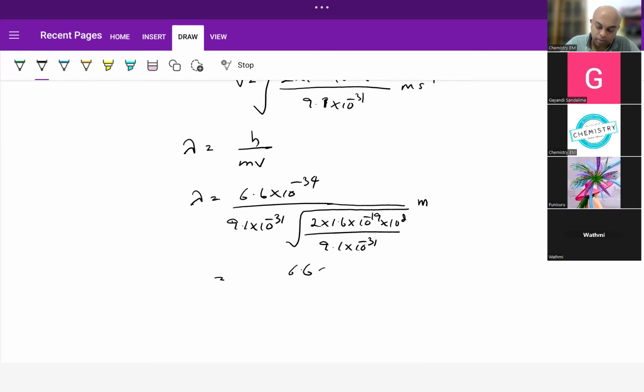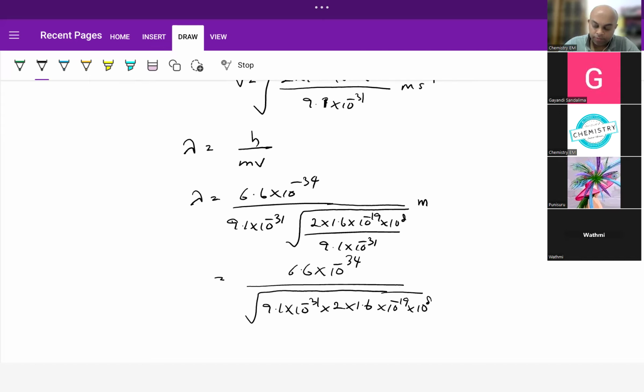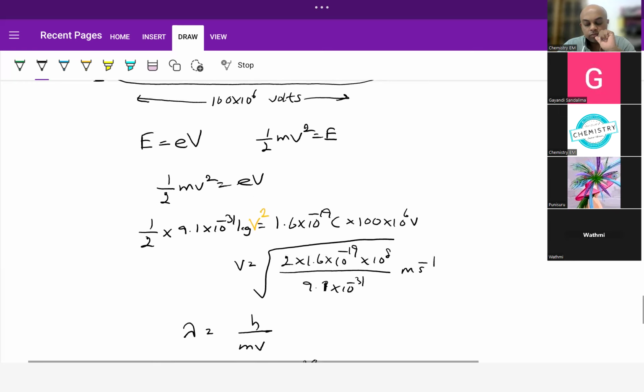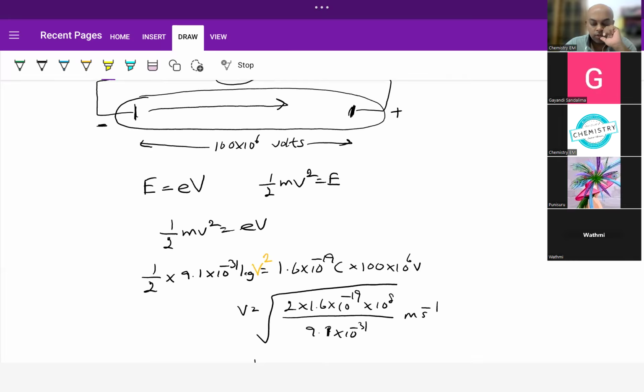So if you do the math here, 6.6 into 10 to the power minus 34 divided by 9.1 into 10 to the power minus 31 into 2 into 1.6 into 10 to the power minus 19 into 10 to the power 8, the root will be cancelled off. Right. So this is how you do this question. First you need to know this equation: E is equal to eV, and half mv squared is equal to E.